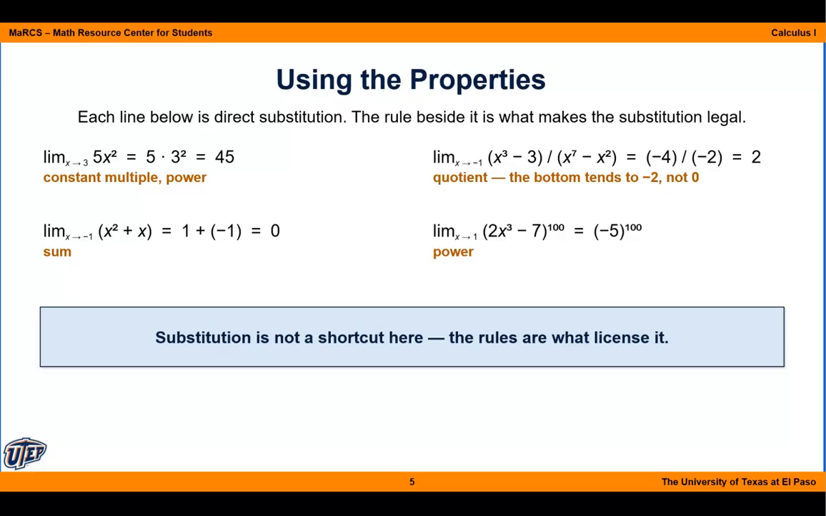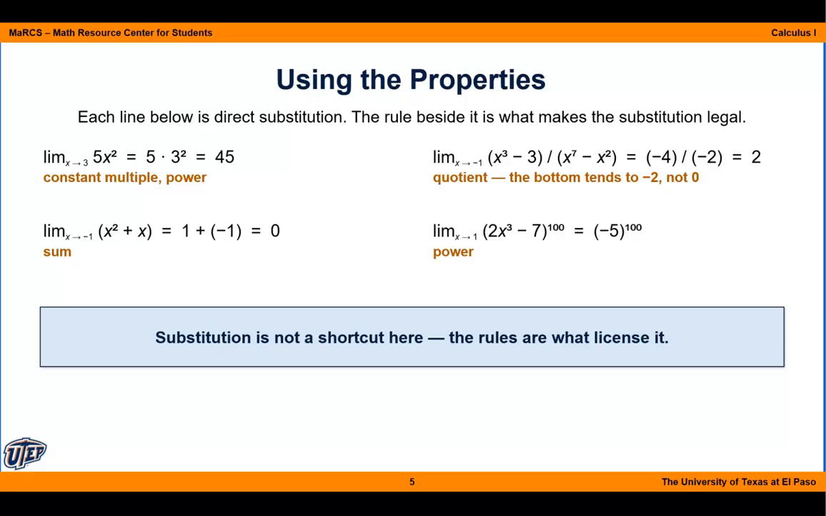Let's apply the limit properties to several examples. In the first example, we substitute 3 for x. The constant multiple and power rules allow us to evaluate the expression directly, giving 45. In the second example, substitute negative 1 for x. The two terms add to 0, so the limit is 0. For the quotient on the right, substitute negative 1 for x in both the numerator and denominator. The denominator becomes negative 2, not 0, so the quotient rule applies and the limit is 2.